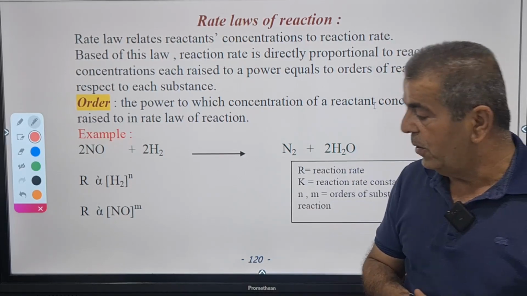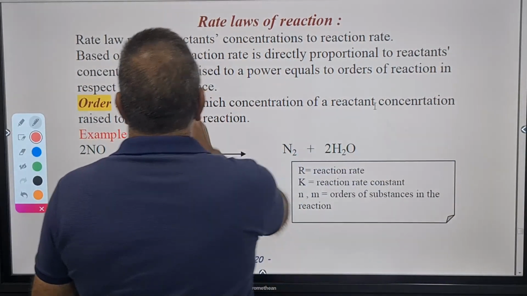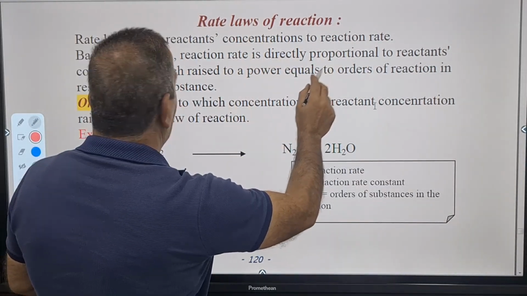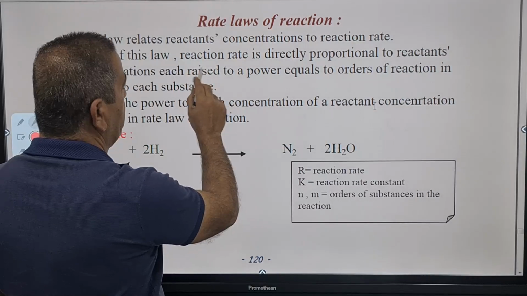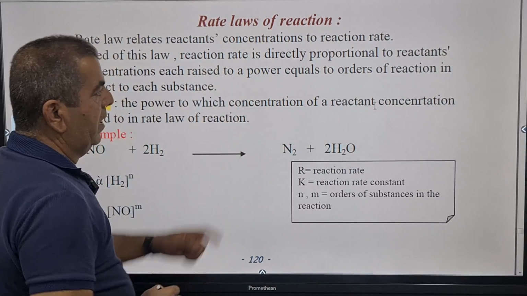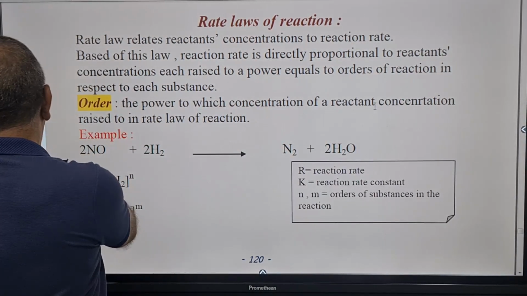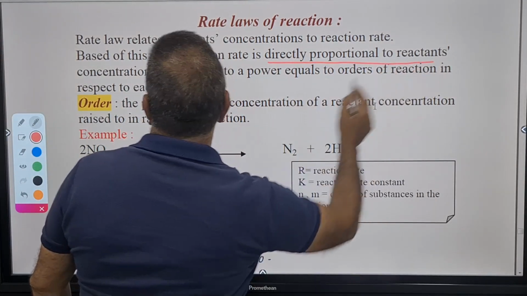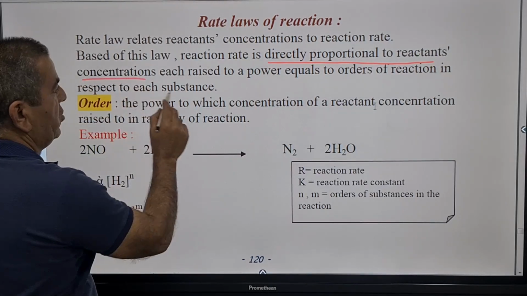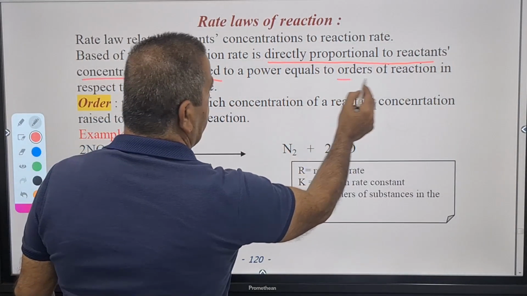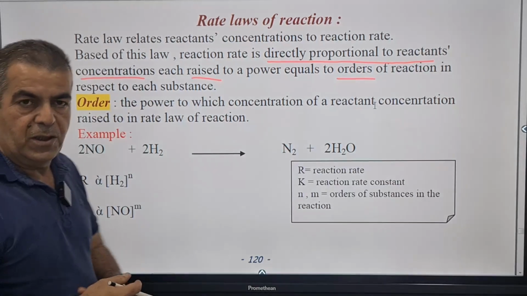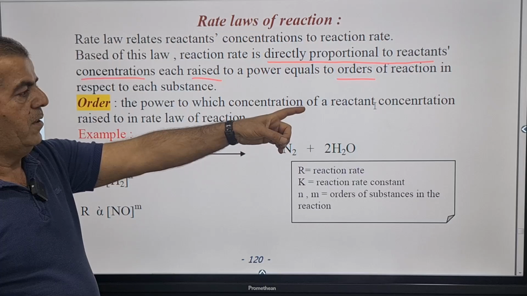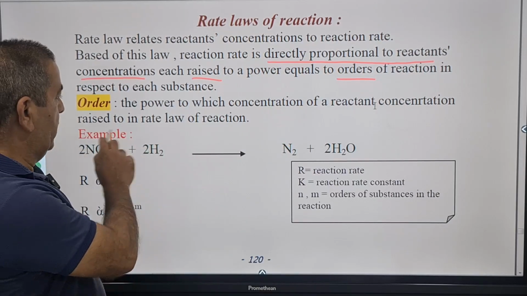So what is order? First, let's see. Based on this law, the rate is directly proportional to what? To reactants concentration each raised to a power equals its order. What is order? Order is the power to which concentration of reactant is raised to in the rate law.